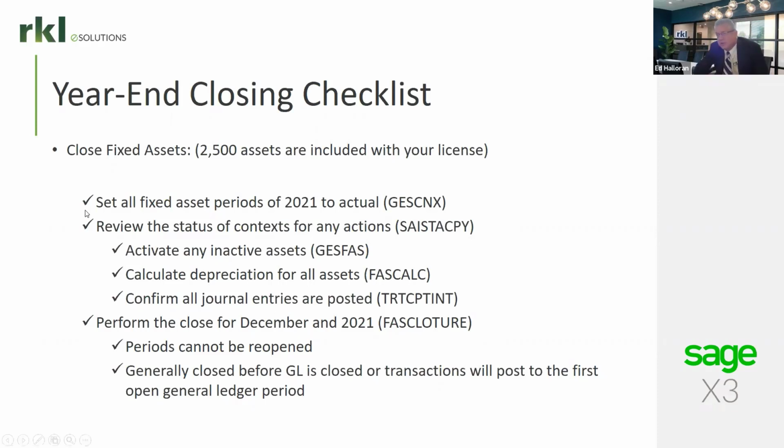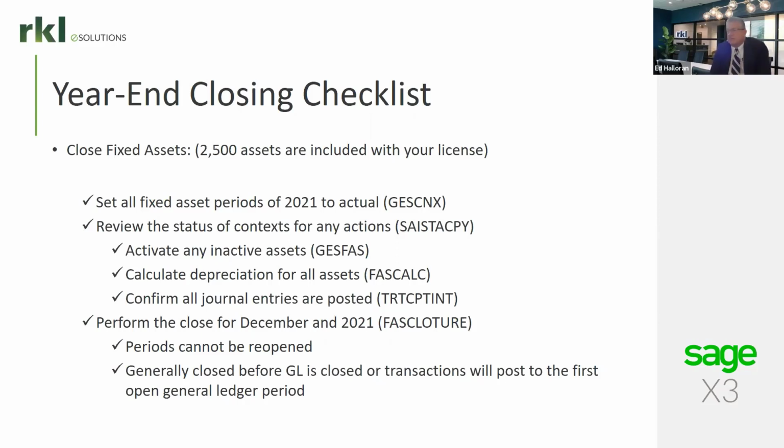So the first thing you want to do is set all the fixed assets periods of 2021 to actual. We generally leave the periods in the status of simulation until the month end when you're actually ready to generate the entries. And then at each month end, we'll change it to actual and generate the actual entry. So everything must be marked actual.